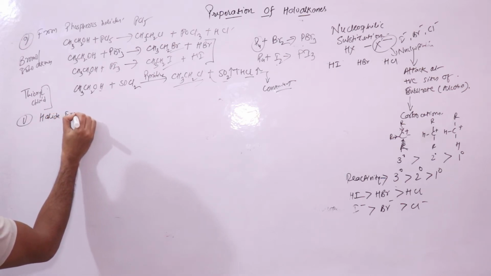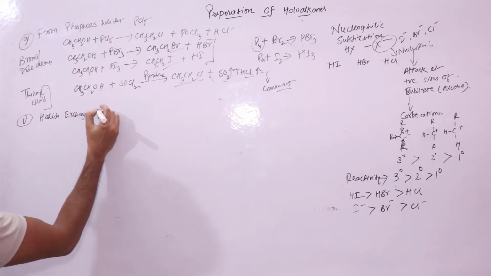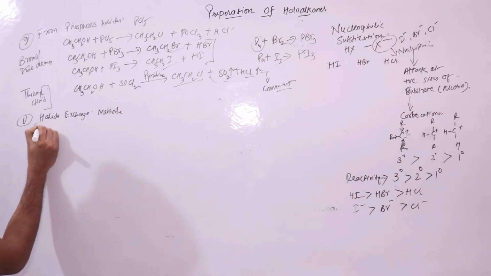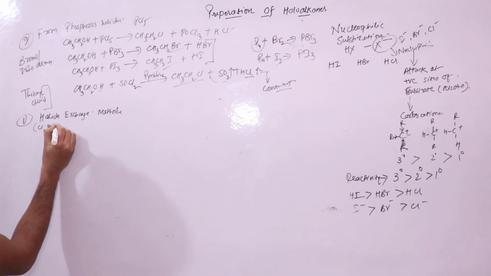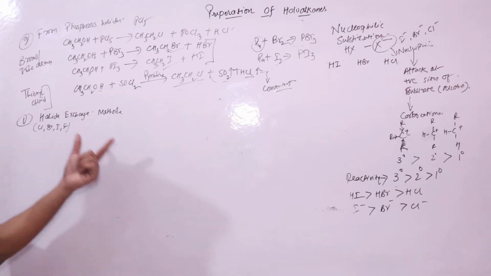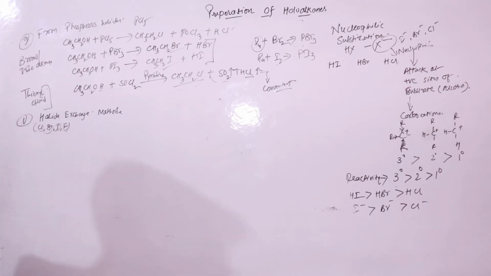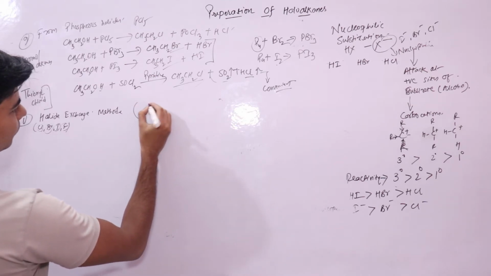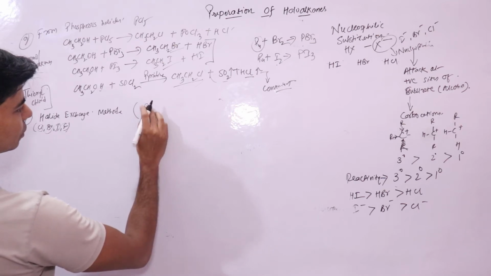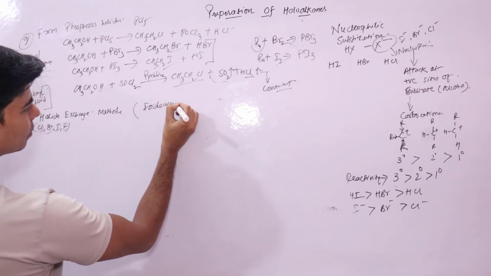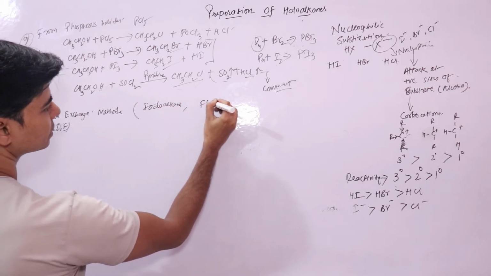Halide exchange, as the name says, what exactly do you understand? Halide exchange method. Halide stands for your chlorine, bromine, iodine, fluorine. So halide exchange means you exchange chlorine for bromine, iodine for fluorine. This is all, right? One halogen is exchanged for another. So using this reaction we mainly prepare your bromoalkanes, your iodoalkanes and your fluoroalkanes.